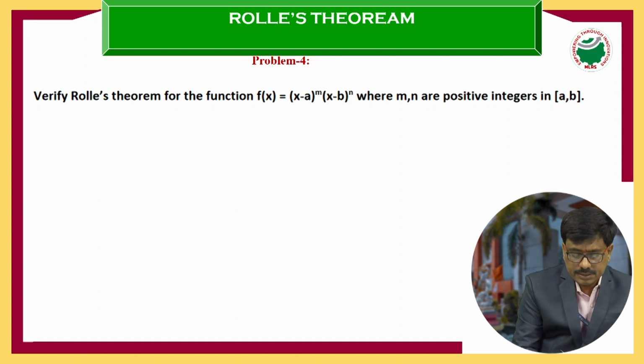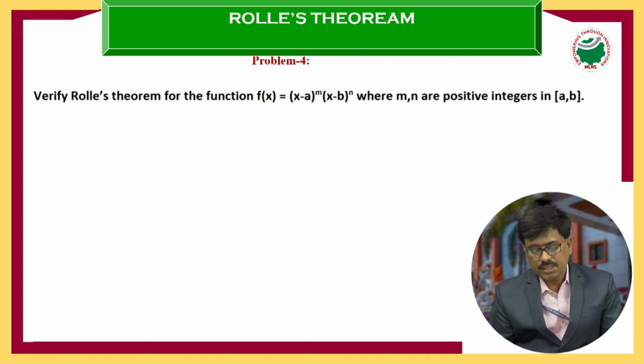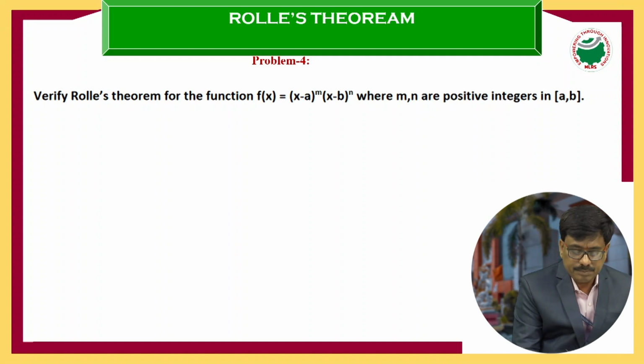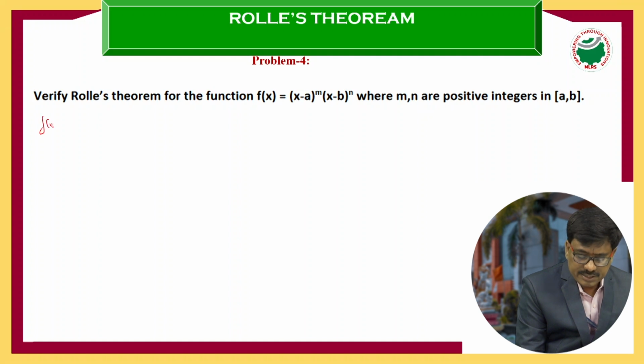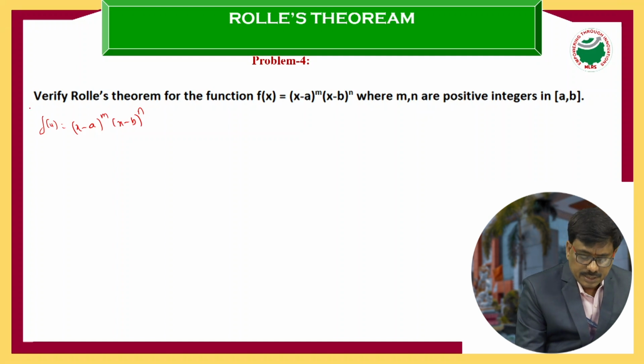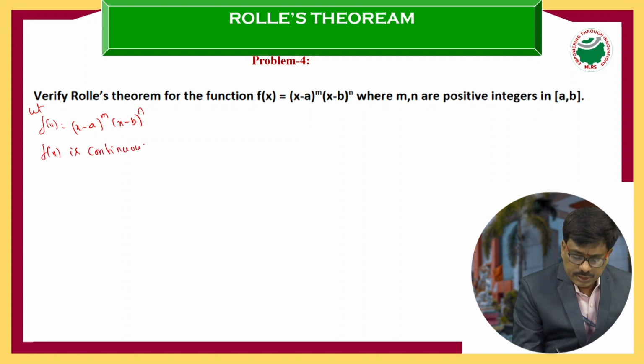Okay, let us go with the statement. Verify the Rolle's theorem for the function f of x equal to x minus a whole power m into x minus b whole power n, where m and n are positive integer values in the closed interval a comma b. Let us take f of x equal to x minus a whole power m, x minus b whole power n. Let us assume this function f of x is continuous in the closed interval a comma b.